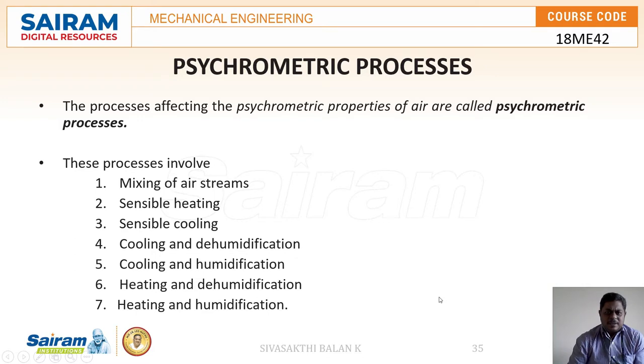First, we should understand what a psychrometric process is. The processes affecting psychrometric properties of air are called psychrometric processes. There are different processes. Mainly, we use the following: mixing of streams, sensible heating, sensible cooling, cooling and humidification, cooling and dehumidification, heating and dehumidification, as well as heating and humidification. These are all the 7 processes that psychrometric processes involve.